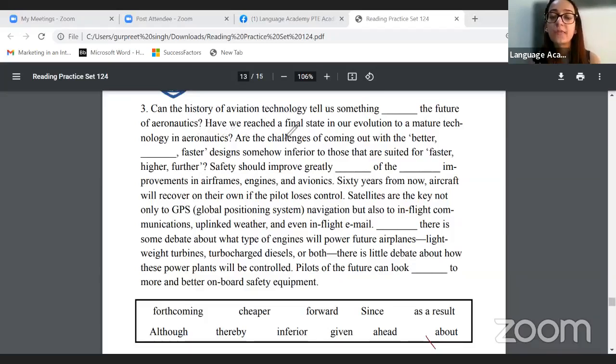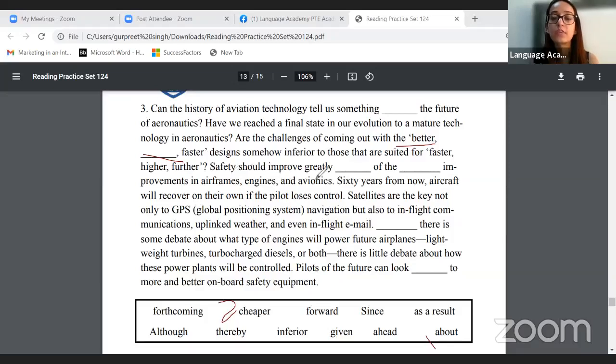Have we reached a final state in our evolution to a mature technology in aeronautics? Are the challenges of coming out with better and faster designs somehow inferior to those that are suited for faster, higher, and further? So they are using second forms of verbs, faster and better. We will also go with the second form of verb, and we have only one second form, so there's no choice that we have.